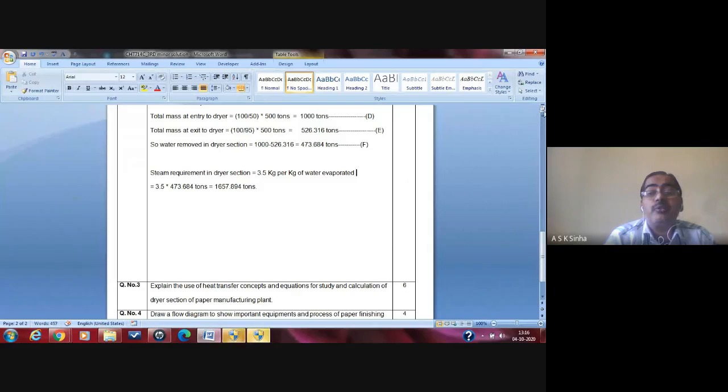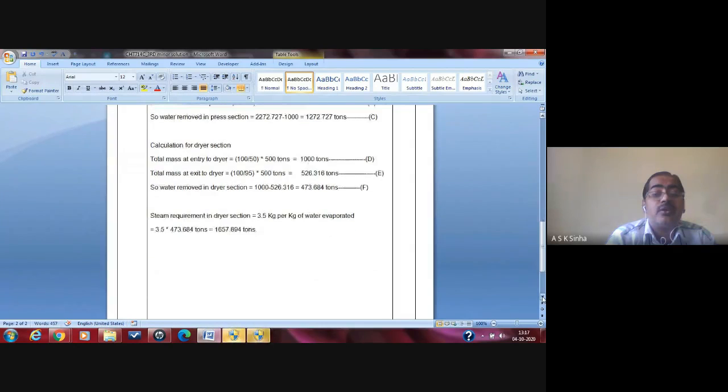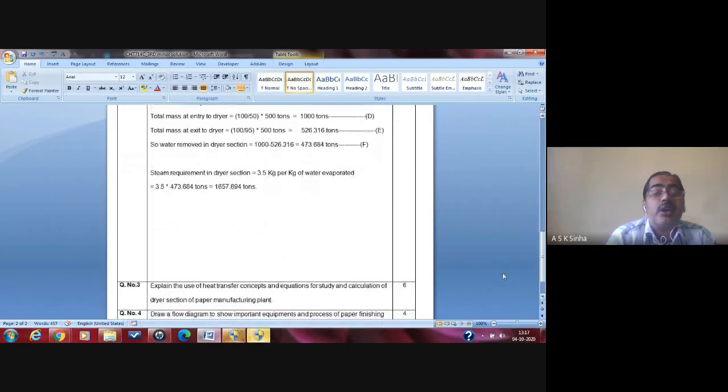The two parts were the water separated in the press section and the water separated in the dryer section. In this way, you can do the material balance and utilize it in the different processes of the paper machine in the paper industry.